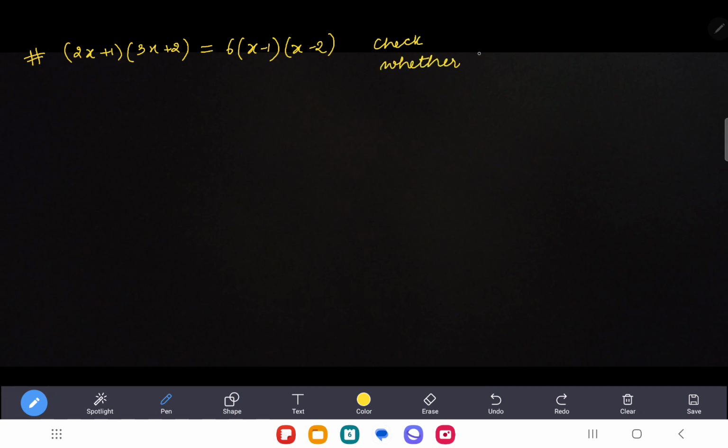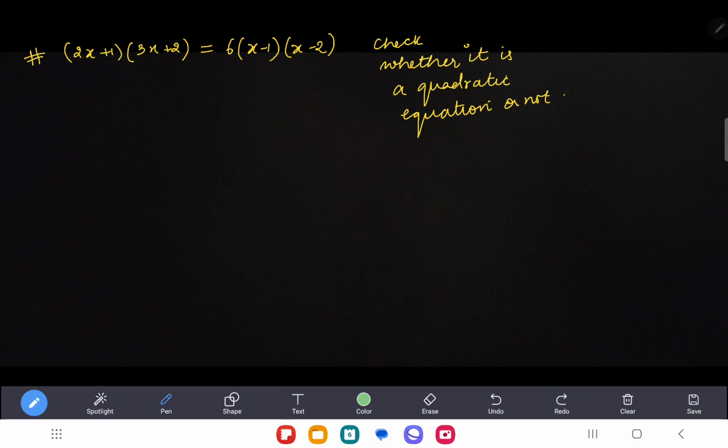And the question is that you have to check whether it is a quadratic equation or not. How do you think I will be doing it? It's better to just multiply it, and we know the highest power should be 2 for something to be a quadratic equation.